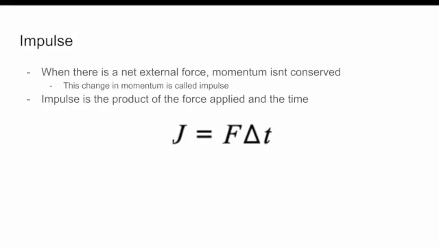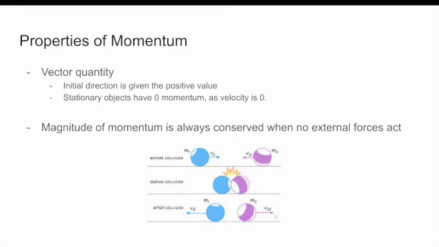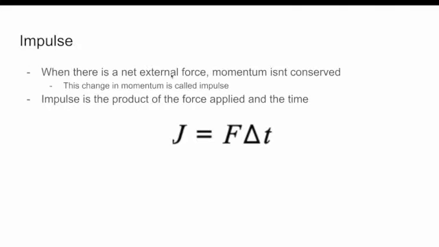So let's get into something that's a little bit more important: impulse. So when there's a net external force, momentum is not conserved, right? If you remember here, it says when no external forces act, but when there is an external force, the momentum conservation principle does not apply. Now, this change in momentum that happens is called an impulse, and it's represented by this J here. And the impulse is the product of the force applied and the time for which the force is applied. So we can see here that it's called F delta t.